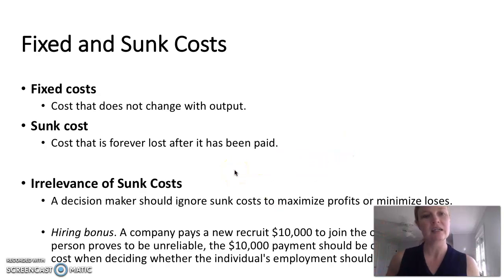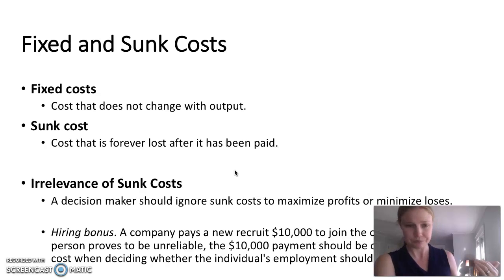So basically, a decision maker should ignore sunk costs to maximize profits or minimize losses. I always think about a book. I have this really hard time putting down a book once I've started it. And so this actually really helps me. I think, oh, I shouldn't quit now. I've already put so much time into it, right? That time is a sunk cost. If I think about the future, that sunk cost should be irrelevant. The same thing with walking out of a movie theater if you're watching a terrible movie.